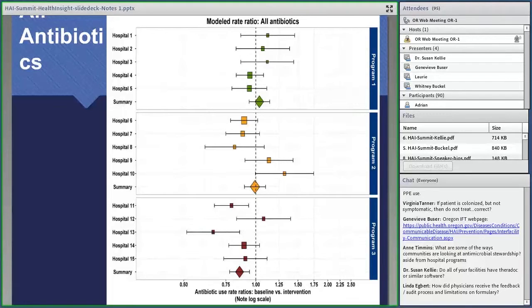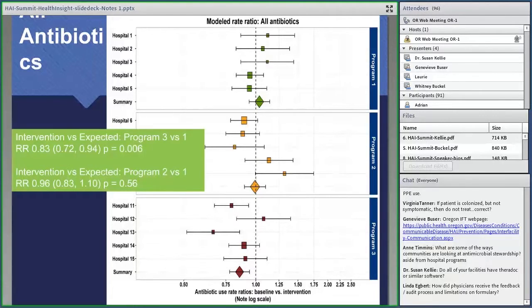You can see that the antibiotic use has not significantly changed in program 1, which was the low group. In program 2, there was some reduction in some of the hospitals. This was not statistically significant. But in the high resource group, there were 4 hospitals that reduced their antibiotic use, and 2 of them did so statistically significantly. And overall, if you compare program 3 to program 1, there's a statistically significant decrease in antibiotic use, a 17% decrease in antibiotic use, with the intensive program compared to just the basic.